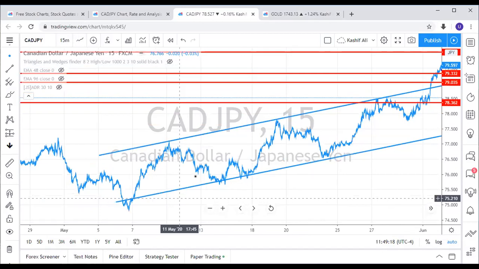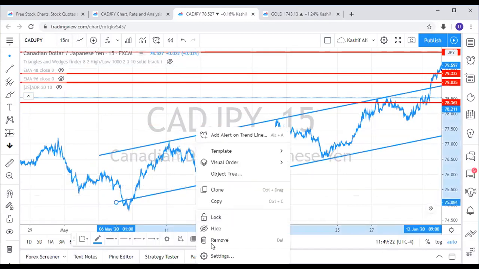So it has touched here. How I am drawing it, I will just remove it and make it again. I'll take a horizontal line and draw it here. It is touching here and here. Now I will clone. You can say it should be at least three. So here, you see this channel.